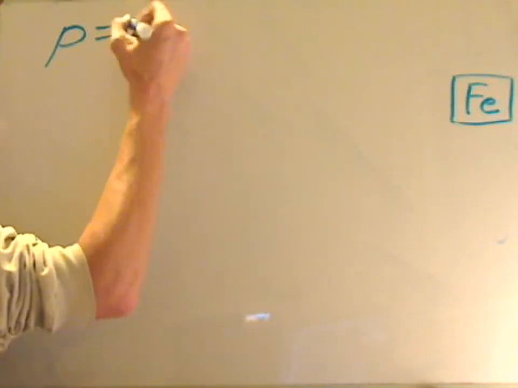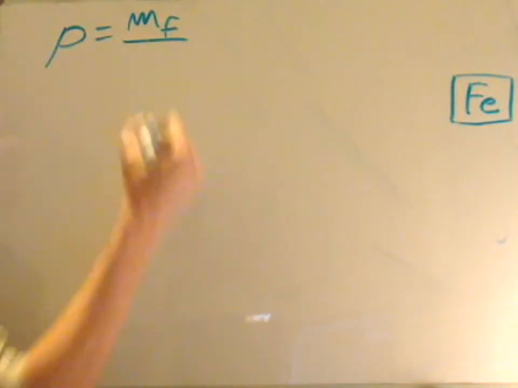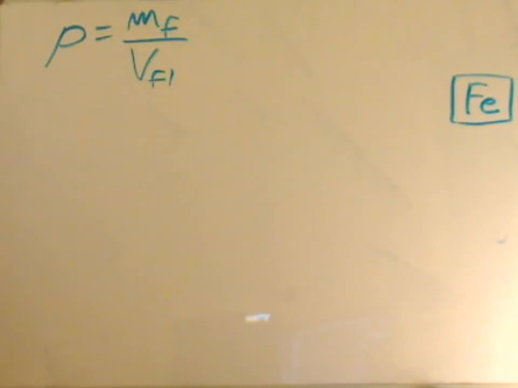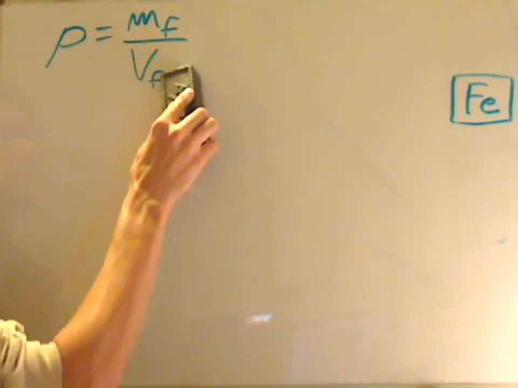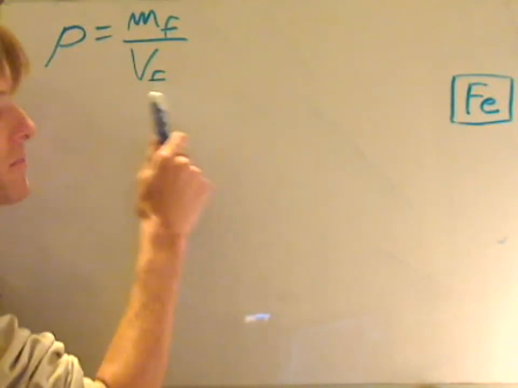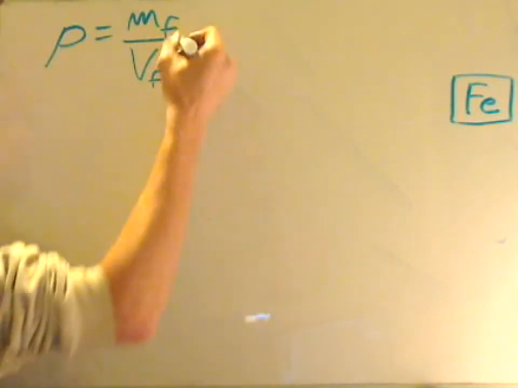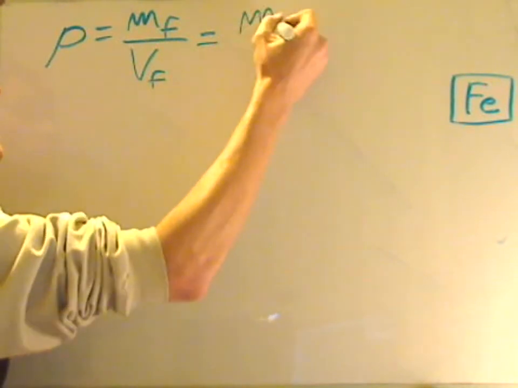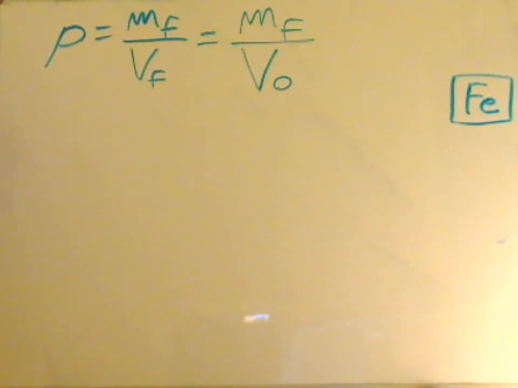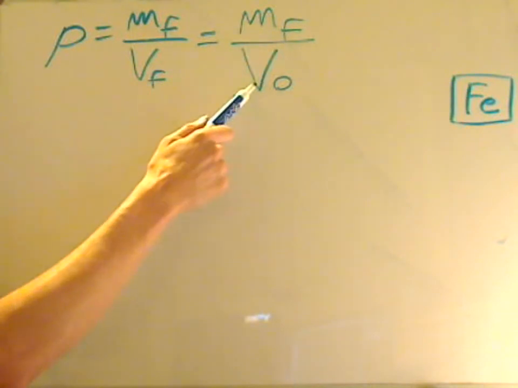So therefore, it's equal to the mass of the fluid displaced by this chunk of iron divided by the volume of fluid displaced. Okay, so that's the approach we're going to take here. And remember, the volume of fluid displaced is equal to the volume of the object. So this is equal to the mass of fluid displaced divided by the volume of the object. So we have two steps here. We need to figure out the mass of the fluid displaced, and we need to figure the volume of the object out.